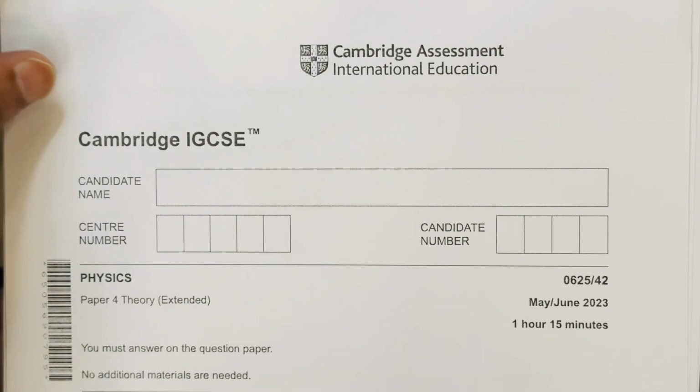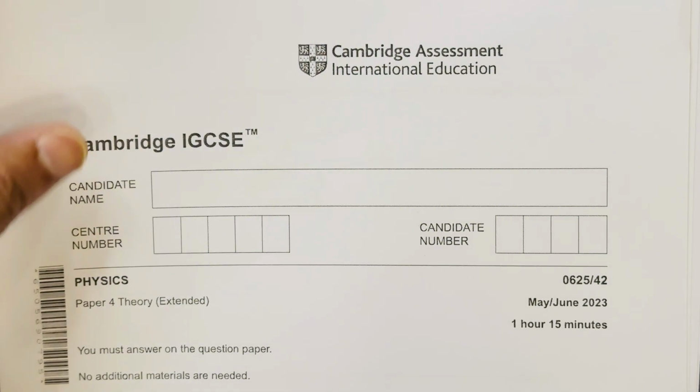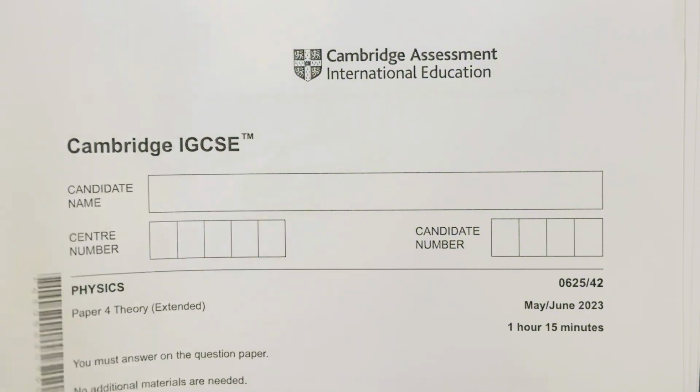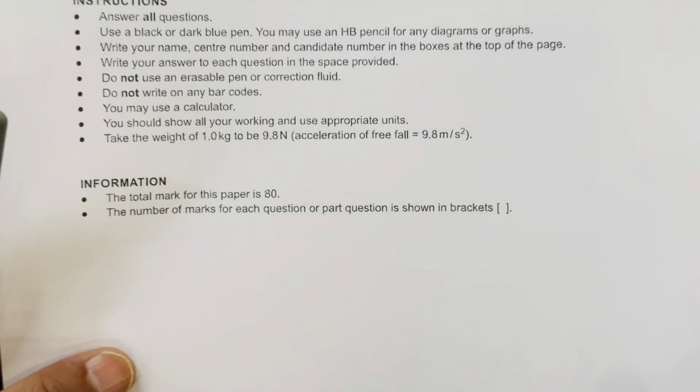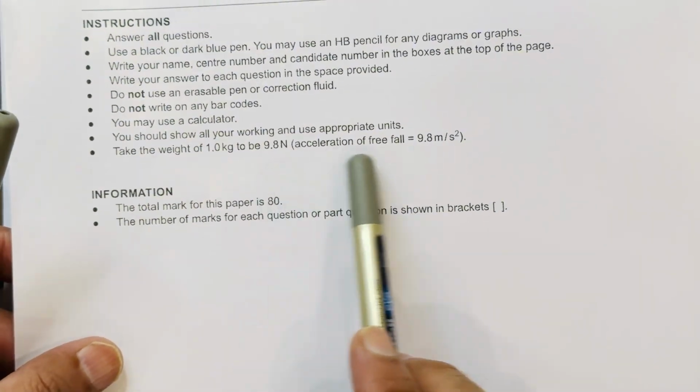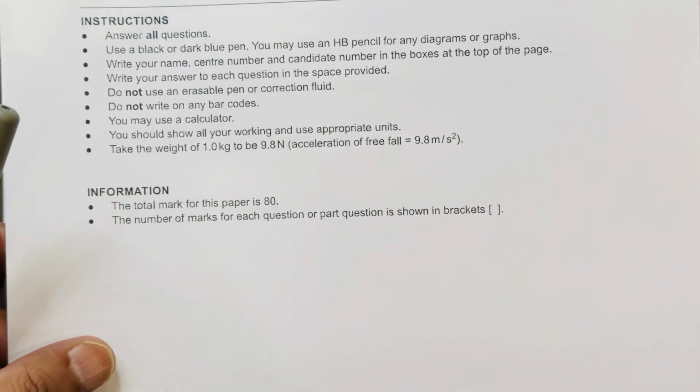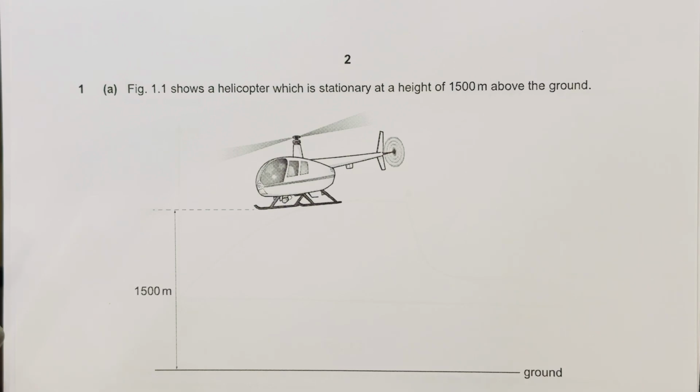marks. And the important information in the instructions is also given: we have to use the value of g, that is equal to 9.8 meters per second squared. So we start our paper from question number 1.